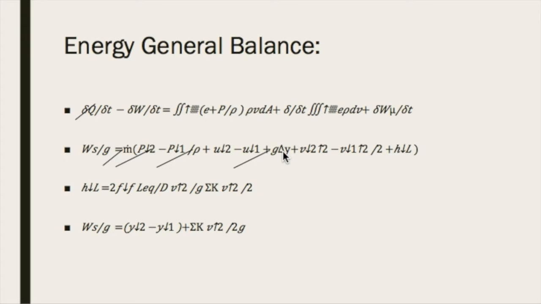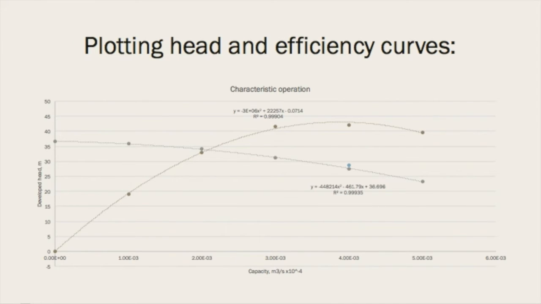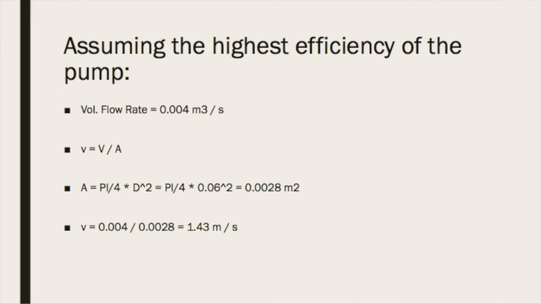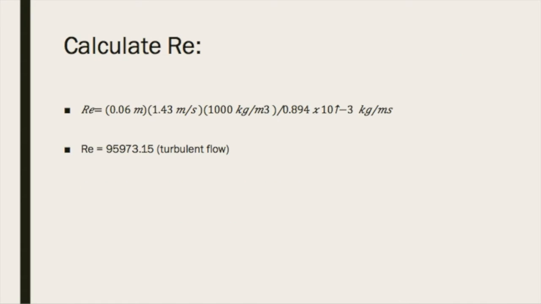First, we perform the energy balance. Then we plot the head and efficiency curves. Assuming the highest efficiency of the pump, we give the flow rate a value of 0.004 cubic meters per second. Next, we calculate the area with the given diameter in order to calculate our velocity. Once we have the velocity, we calculate the Reynolds number. As we can see, we have a turbulent flow.